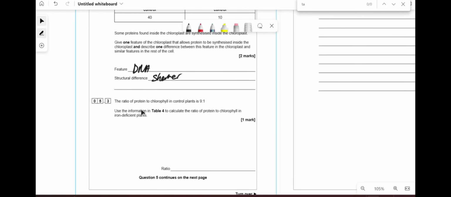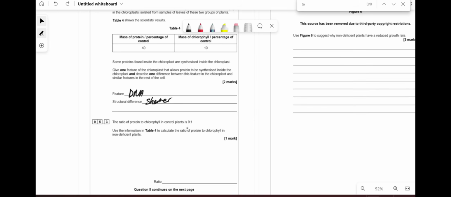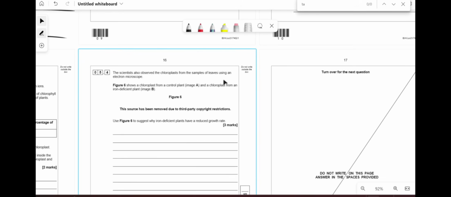Sorry. The ratio of protein to chlorophyll in control plants is 9:1. Use information to calculate the ratio of protein to chlorophyll in iron deficient plants. Okay, so the ratio of protein to chlorophyll in control plants is 9:1, whereas in these iron deficient ones it's 40% here and 10% here of the original. So that means we're going to have to times this by 40%, which is times 0.4, and times that by 10%, and that gives you 3.6 to 0.1. Now, obviously, you want to simplify ratios, so you can times both sides by 10, and you get 36 to 1, and there you go.